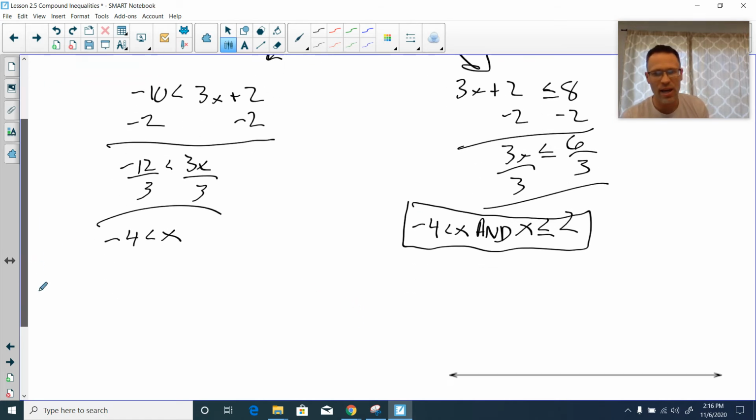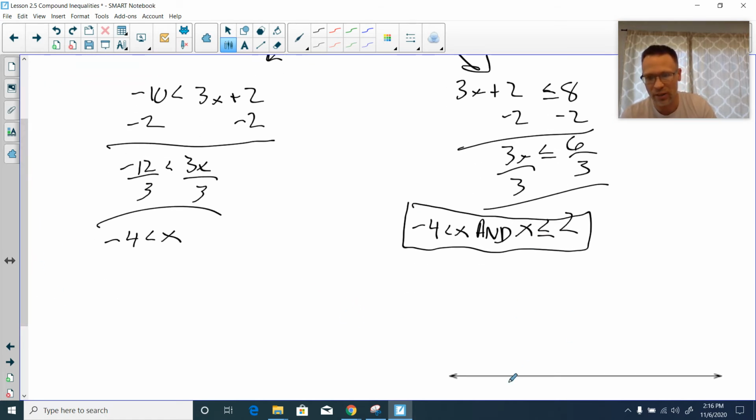Then how do I graph that? Individually, right? Small number on the left, big number on the right. 2 is here. That's going to be a closed circle, arrow going the wrong way. Less than, right? And open circle on negative 4 and my arrow going to the right because it says x is greater than negative 4. And my final answer is shaded in between.